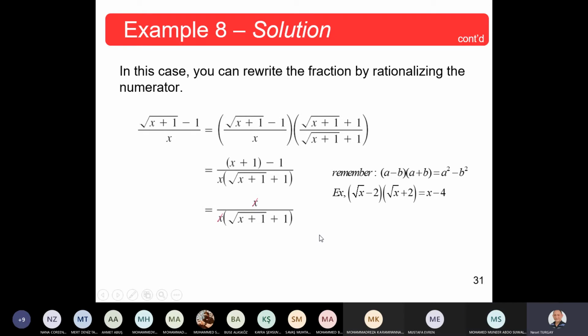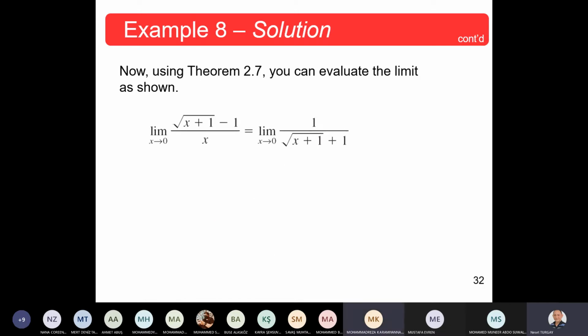Are you okay up to now? Okay, very good. Now you have this at the end, with x not equal to 0. My friend, that means this limit is equal to this limit after doing the simplification. Now what is the answer?